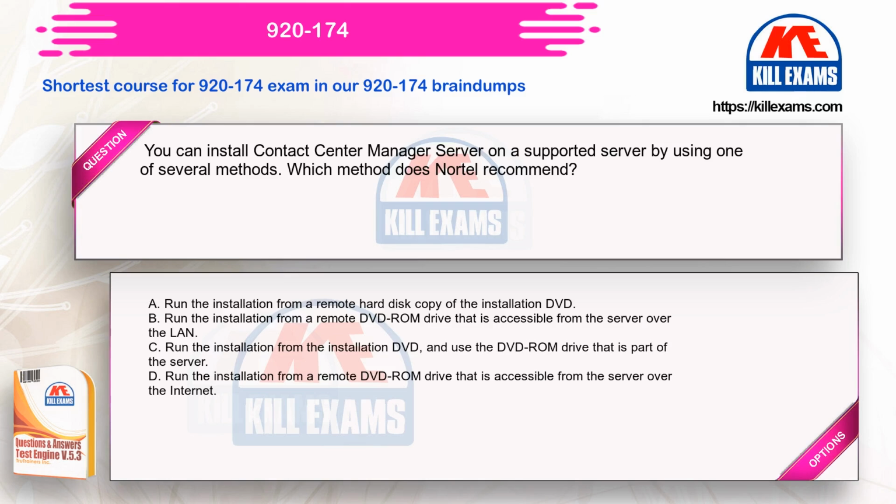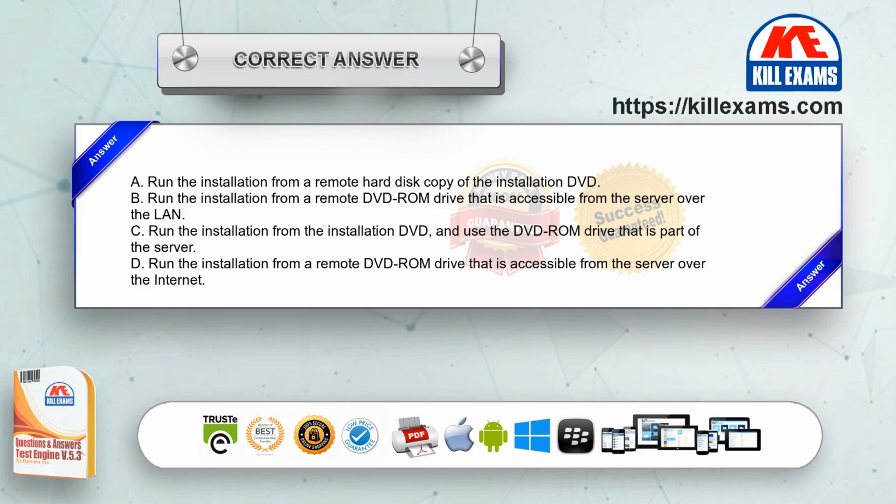You can install Contact Center Manager Server on a supported server by using one of several methods. Which method does Nortel recommend? Option A. Run the installation from a remote hard disk copy of the installation DVD. Option B. Run the installation from a remote DVD-ROM drive that is accessible from the server over the LAN. Option C. Run the installation from the installation DVD, and use the DVD-ROM drive that is part of the server. Option D. Run the installation from a remote DVD-ROM drive that is accessible from the server over the Internet. The correct answer is option C.